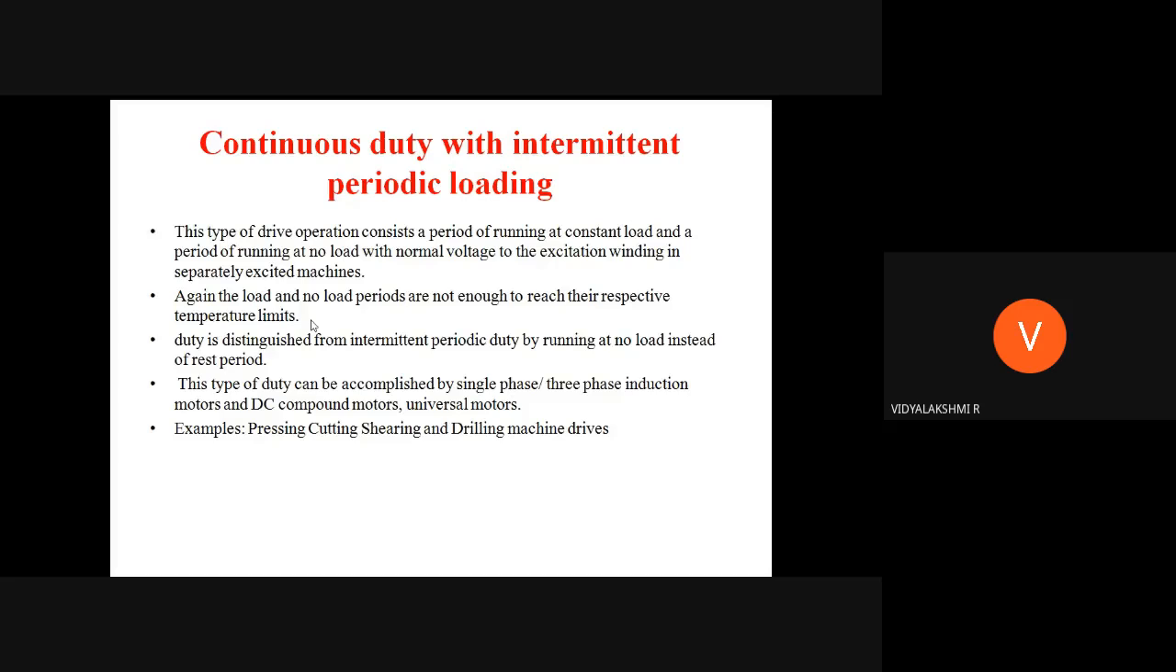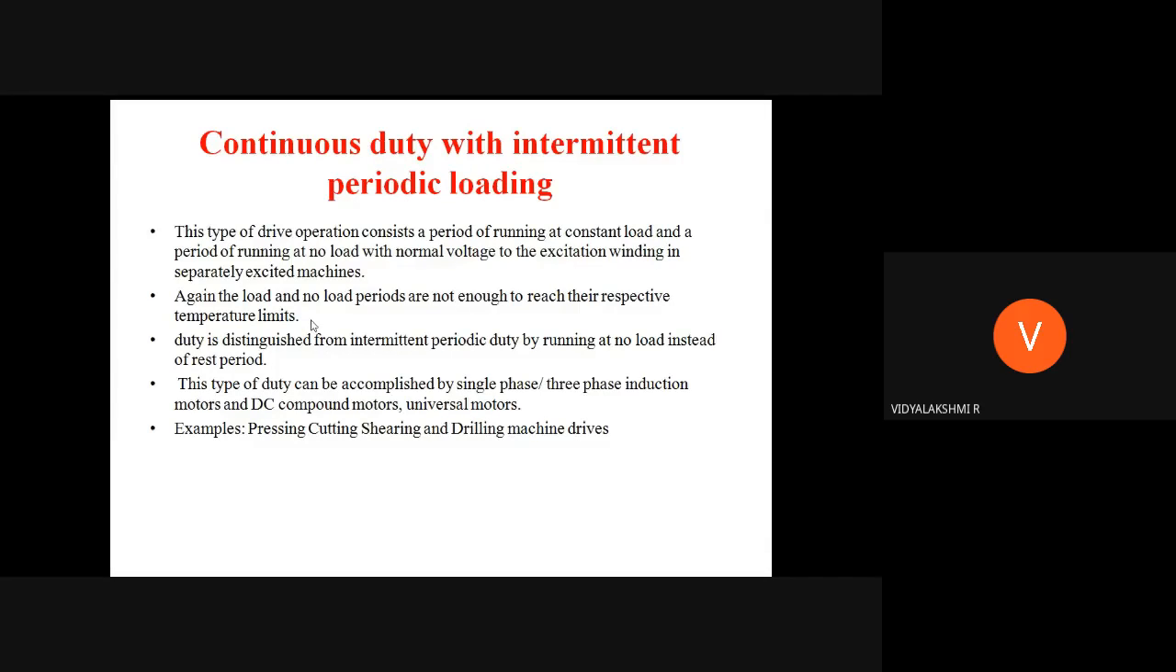The name itself says the meaning of continuous duty. So here I'm talking about the periodic loading changes. Sometimes we are giving a constant load, or sometimes the load will be varying. So here we have talked about the loading period and the non-loading period, or constant load or no load. There, how my voltage will occur, and how my temperature and load curve will occur.